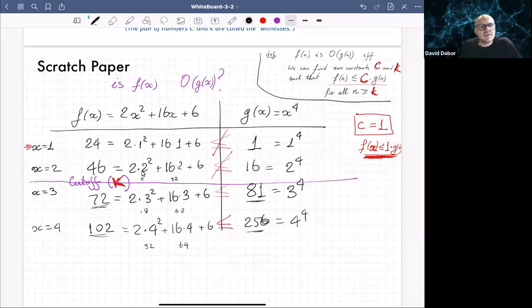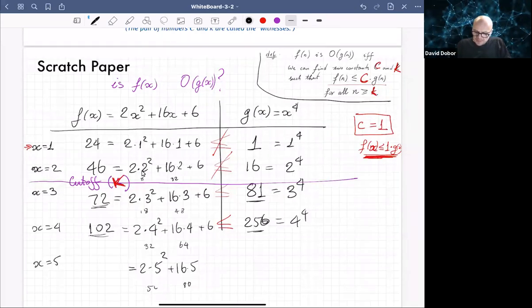72 and 81. In fact, I'm not going to compute this for x equals 5, but the gap will be even larger. In fact, we could compute it, it's not too much computation, right? So 16 times 5, okay, so there's that 80. This is 50, right? And this is 6, right? So what's the answer here? 136.